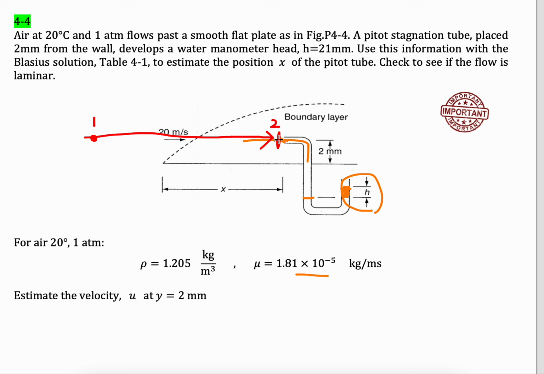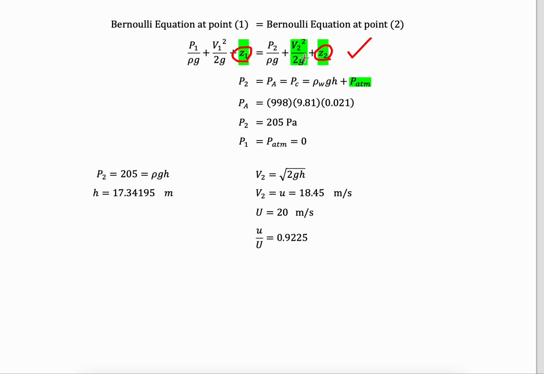So at that time, the velocity will collide at this entry point. So the velocity is called the stagnation. That area will become stagnant, so we call that point a stagnation point. At the stagnation point, the velocity is 0. So we could assume that the velocity at point number 2 here is equal to 0. Okay, at P1 here, we could assume that it is equal to P atm.